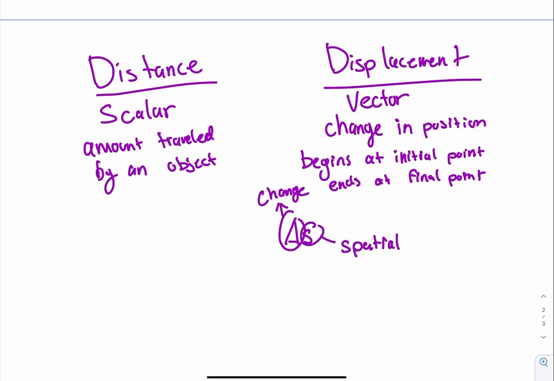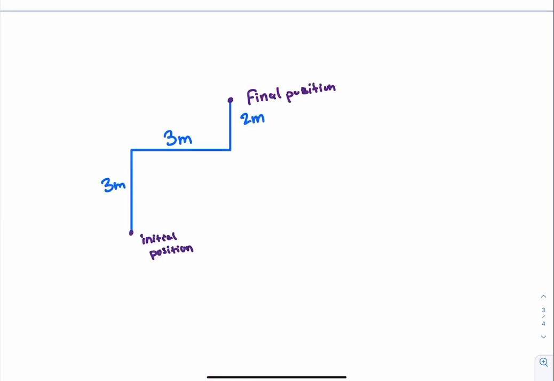Let's try an example that demonstrates the difference between distance and displacement. Let's say an object moves in this path: up 3 meters, right 3 meters, and up 2 meters. Marked are the initial position and the final position.